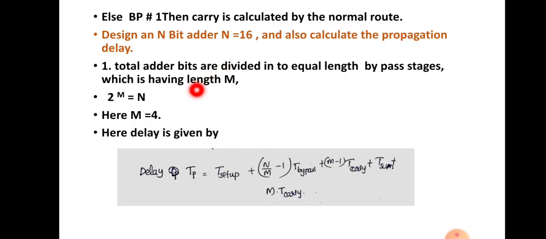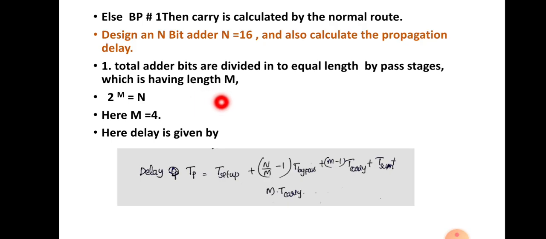What we have to do first is, the total adder bits are divided into equal length bypass stages. Here n equal to 16, we can make a formula 2 raised to m equal to n, and here we can say that m equal to 4. Then this will become equal bit length stages. Whenever m equal to 4, it means that first you can take a group of 4 bits, next a group of 4 bits, next a group of 4 bits, and next a group of 4 bits. Like that it will include a total of 16 bits.